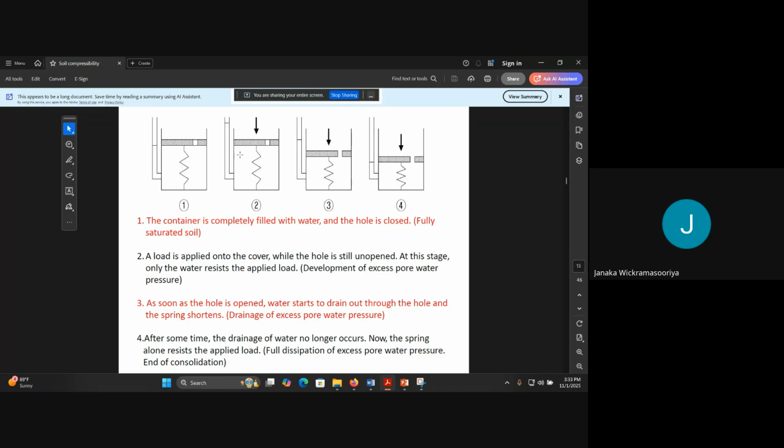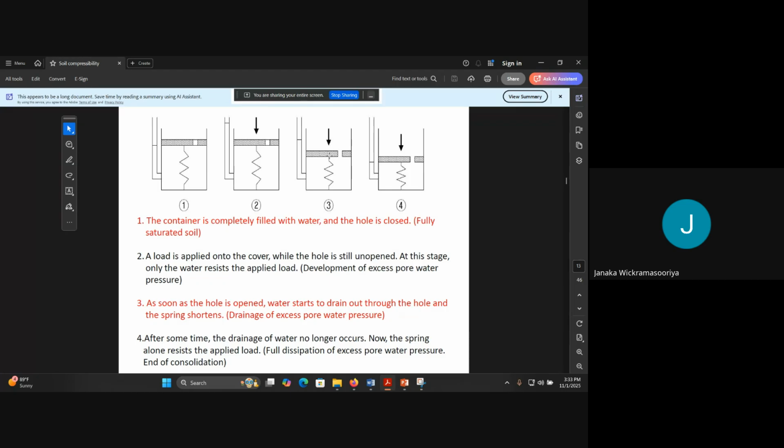Now here you can see, when you apply the load, the load, or the stress, is taken by the water, the pressure. Now here the pressure meter says the same level, but here the pressure meter has gone up. Therefore, it shows a high pressure inside this one. Therefore, the water pressure has increased.